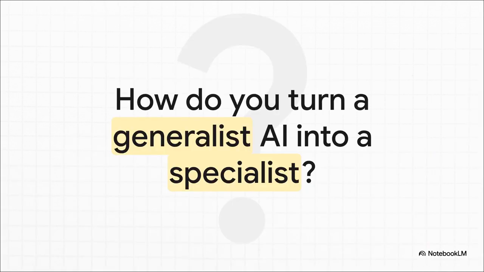So here's the big question, right? How do you actually turn a generalist AI into a specialist? We have these massive, powerful large language models that know a little bit about everything. But how do you teach them the super specific language of, say, medicine or finance, without totally messing up everything that makes them so smart in the first place?